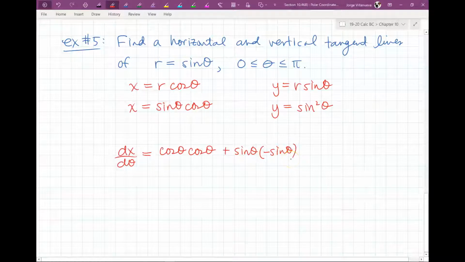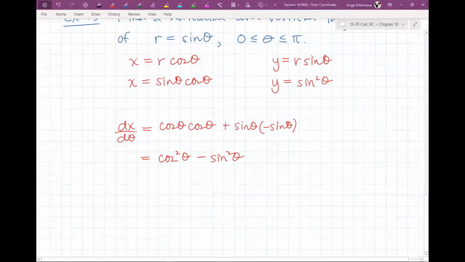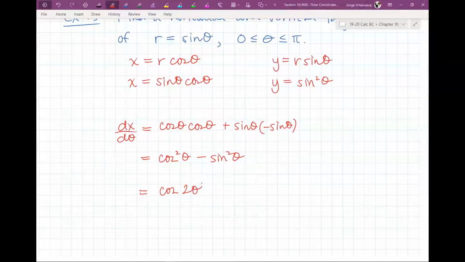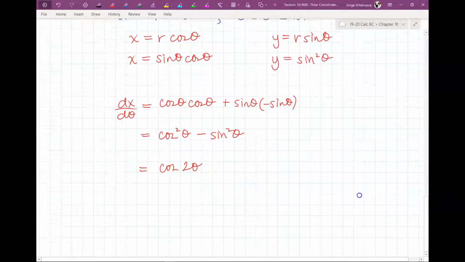That's the derivative of cosine theta. So this is cosine squared theta minus sine squared theta. Now, hopefully you remember your trig identities and you say, oh, I know that. That's cosine of 2 theta. That's going to make your life a lot easier if you can remember your definitions. Now we're going to set this equal to 0.